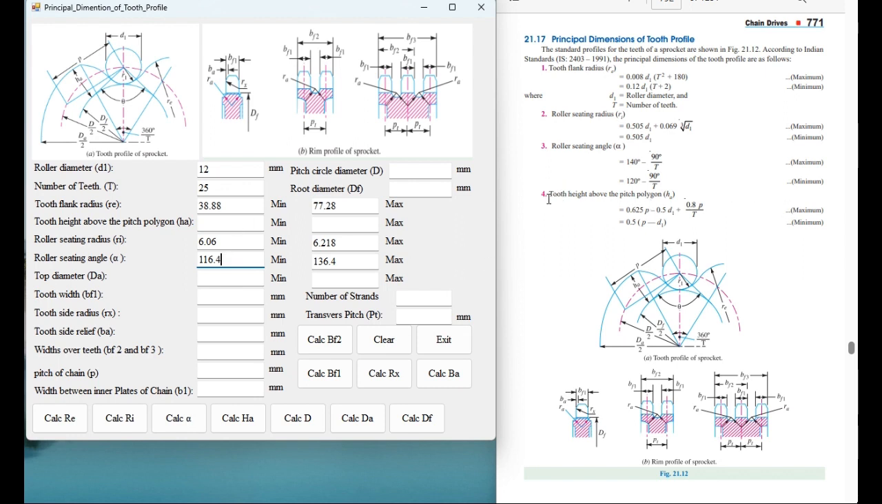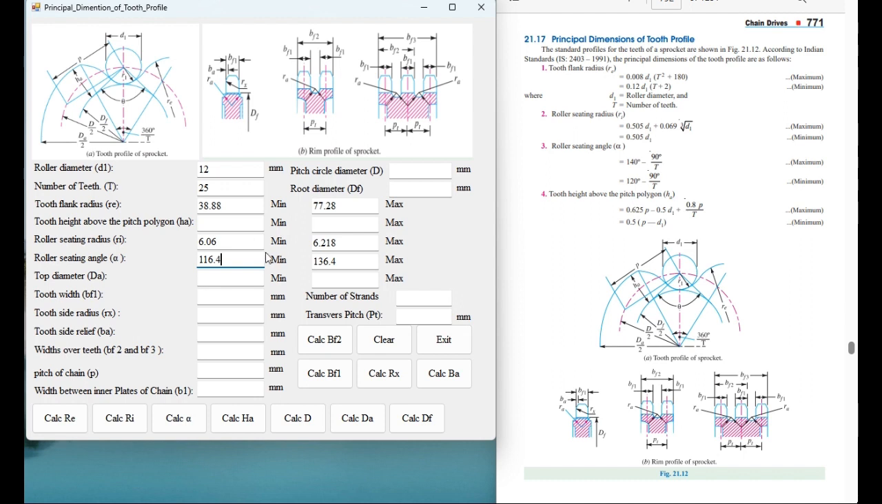Then the other thing we can calculate in this calculator is tooth height above the pitch polygon, or HA. We can calculate this. Here, the equation is 0.625p minus 0.5d1 plus 0.8p over t. This is the equation for the maximum value of HA, and 0.5 into p minus d1 is the minimum value for HA.